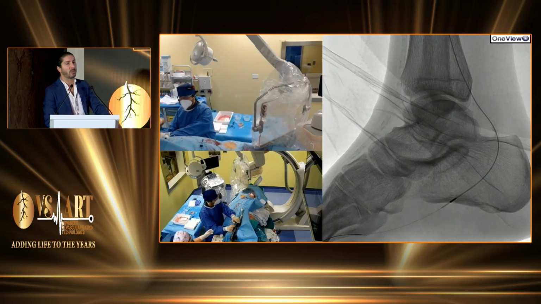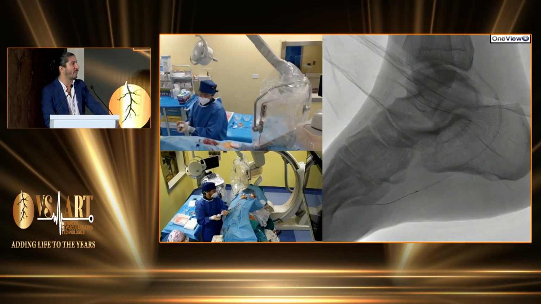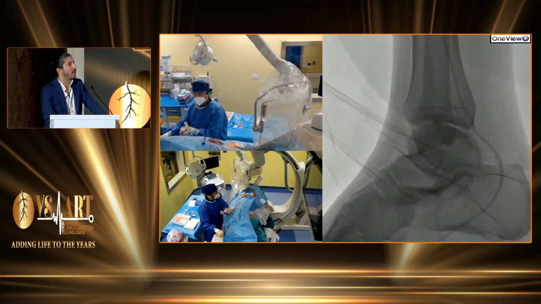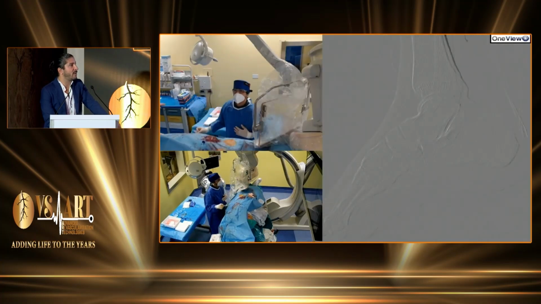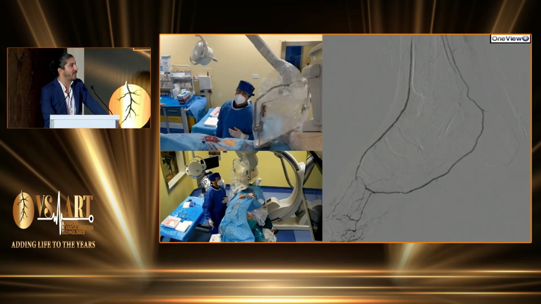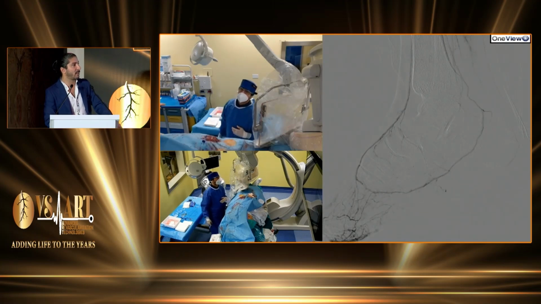Even in this anatomical variation, very complex from the anatomy, it was easy to cross, balloon angioplasty and DCB, and this was the final result with fast flow in peroneal and lateral plantar, but still patent anterior tibial and dorsalis pedis.